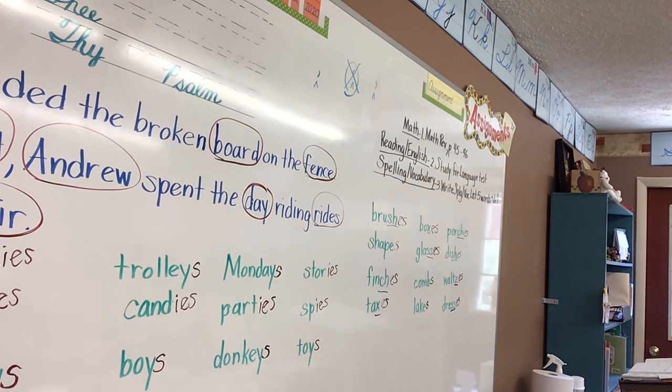All right, the next one is donkey. What do we do? Just add S. I also had that one on the board, because there's a vowel in front of that Y.